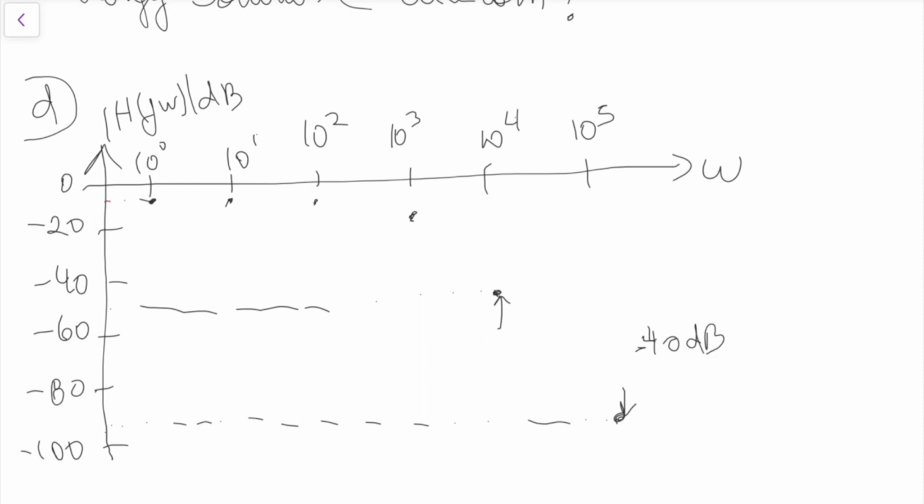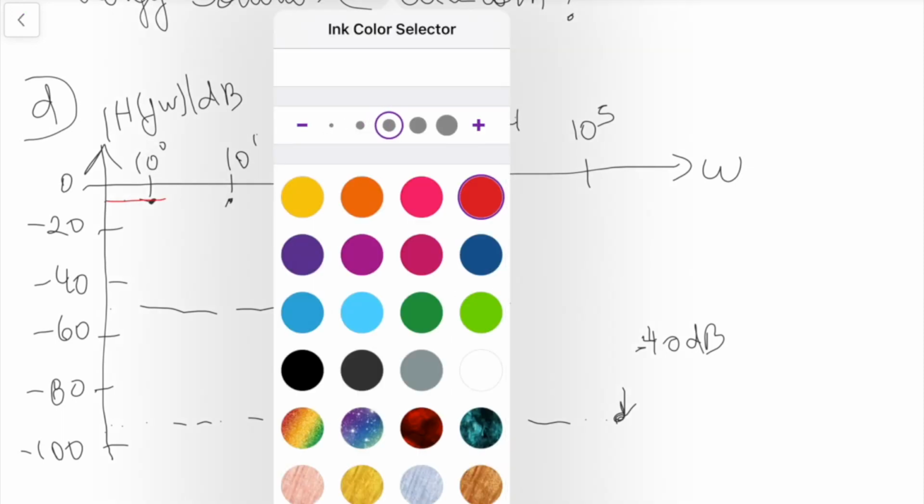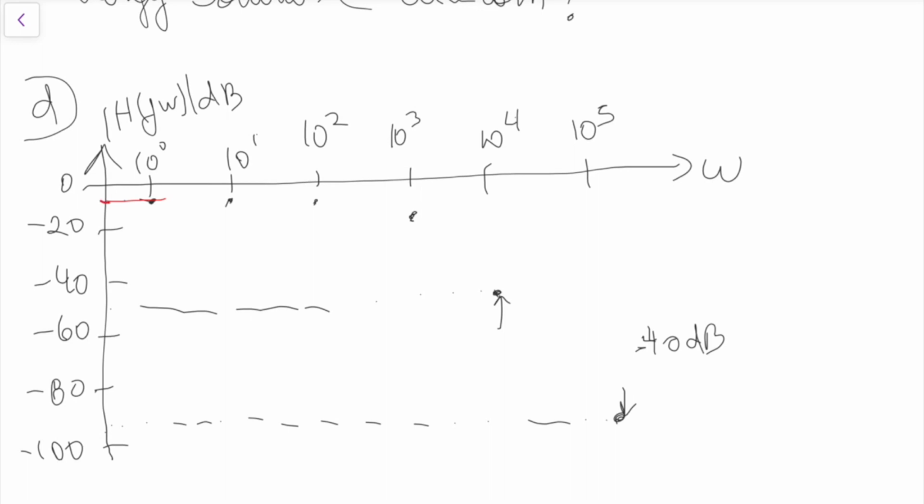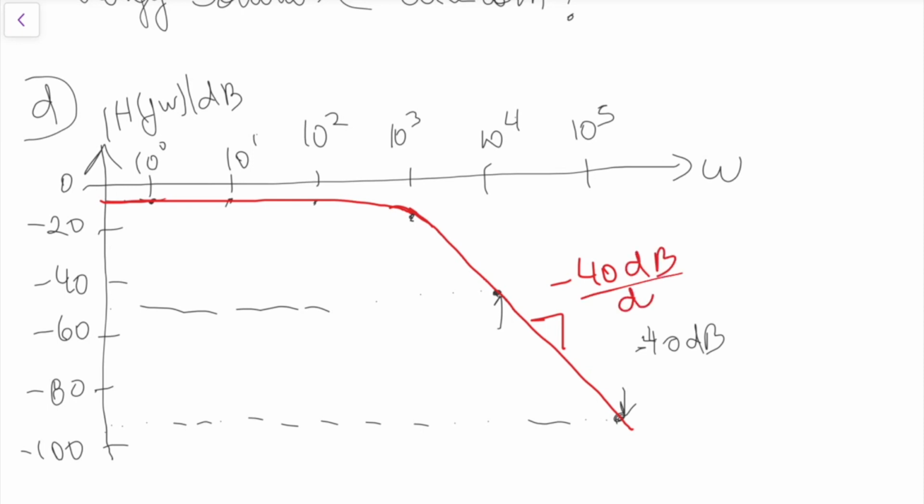So at the end, this is the plot that we have. So let me put like a thicker line. So this is the plot that we have. And then from this point onwards, it's just like, let's just erase here. So from this point onwards, it's just like minus 40 dB per decade. Okay, so that's the magnitude.